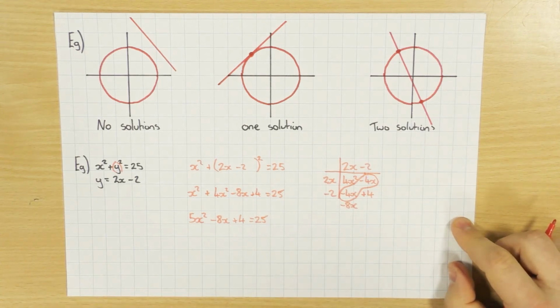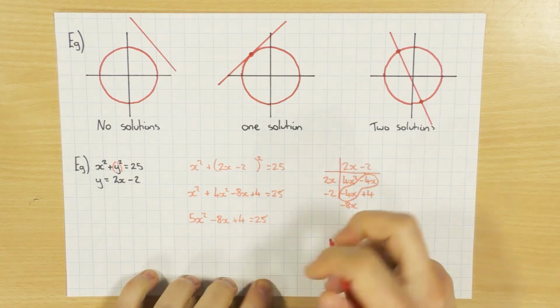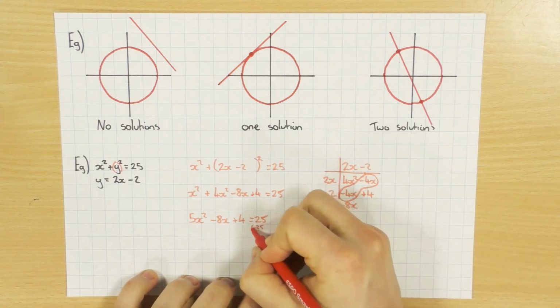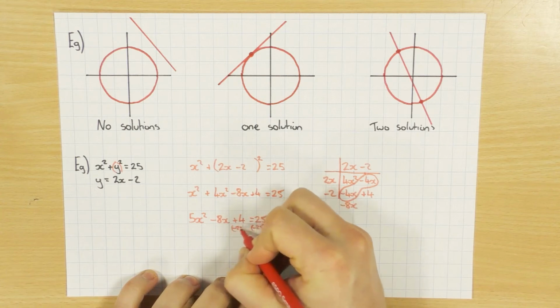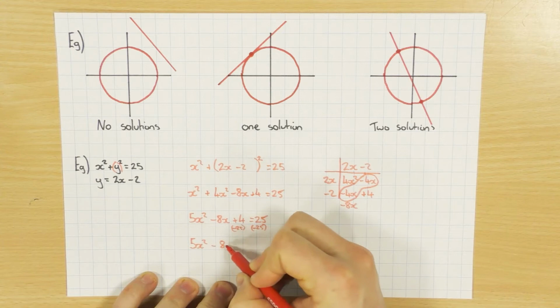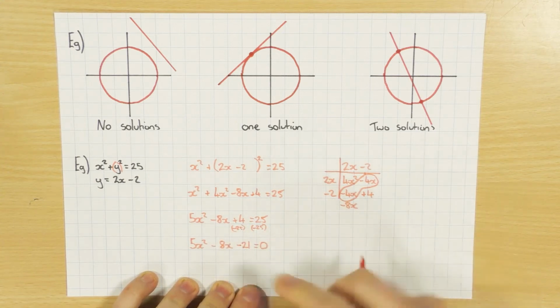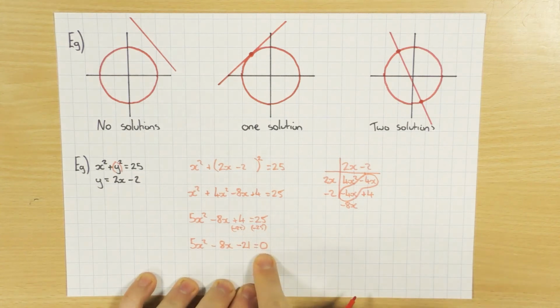And that's what we need to do. We need to solve the quadratic. Now before you can solve a quadratic, hopefully you can remember it needs to equal 0. At the minute it equals 25. So I'm going to get rid of that 25 by just taking away 25 from both sides, which leaves me with 5x squared minus 8x minus 21 equals 0. So here's my quadratic that I need to solve.